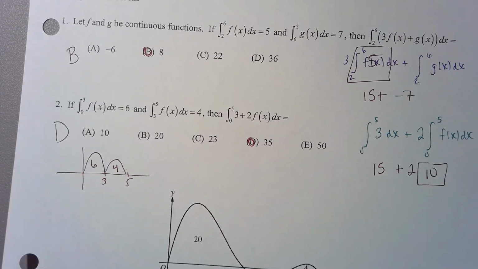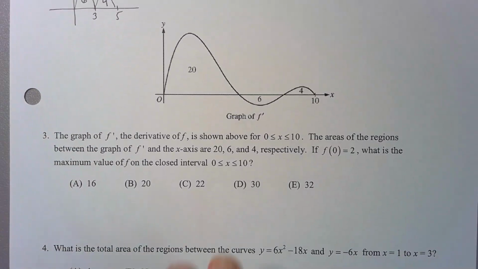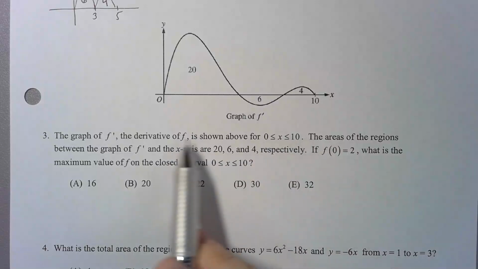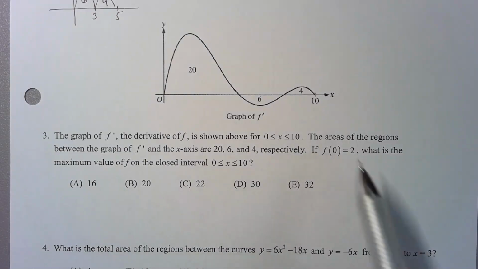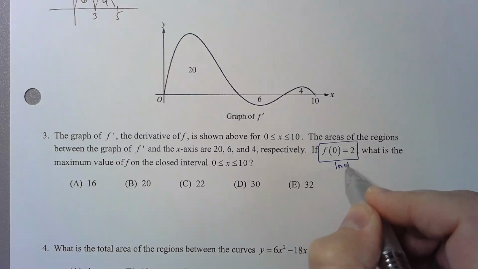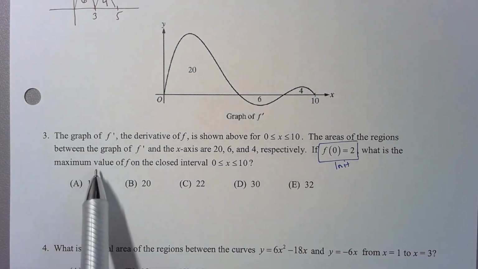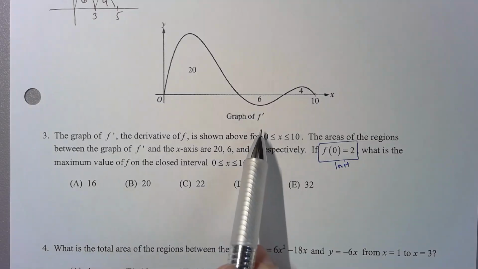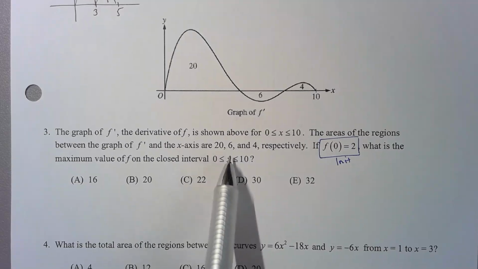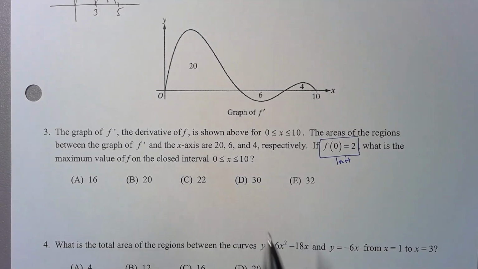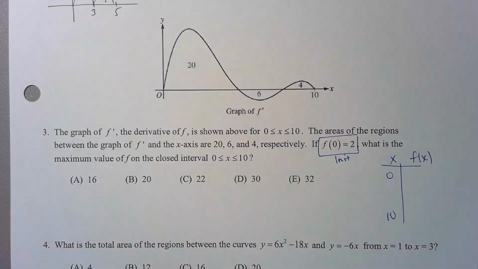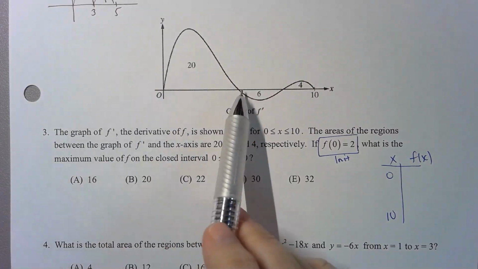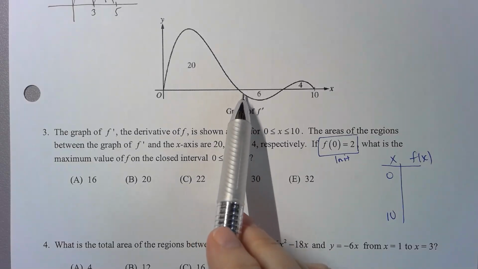All right. So let's take a look at question 3. So they give us the graph of f prime. They tell us the areas of these 3 regions. They give us an initial value. What is the maximum value on f, this is f prime, on the closed interval 0 to 10? We know maximums can come from endpoints or critical points. And critical points for maximums are where the first derivative changes from positive to negative.